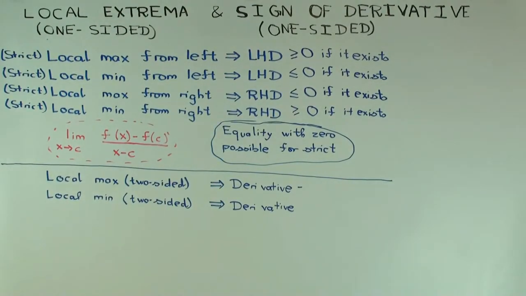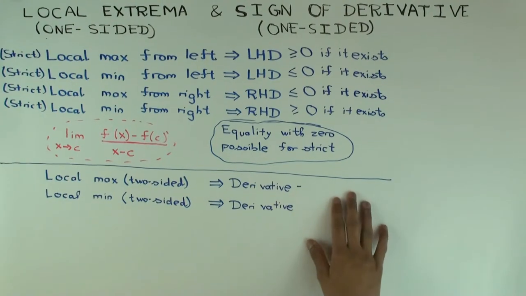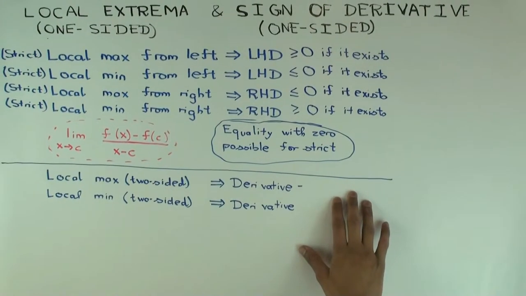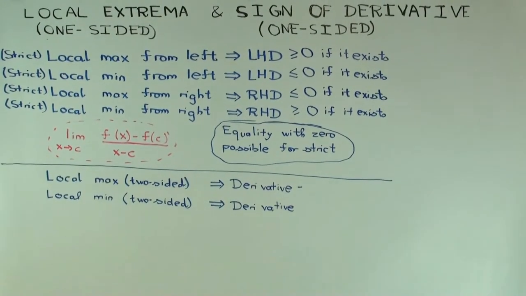Okay. And what do you think our conclusion is going to be about the derivative for a two-sided local max? Just tell me your final conclusion first, and then we'll go through the reasoning. You're asking at the exact point? Yeah, at the point. That will be zero. The derivative will be zero if it exists. That's what we are going to be aiming for.